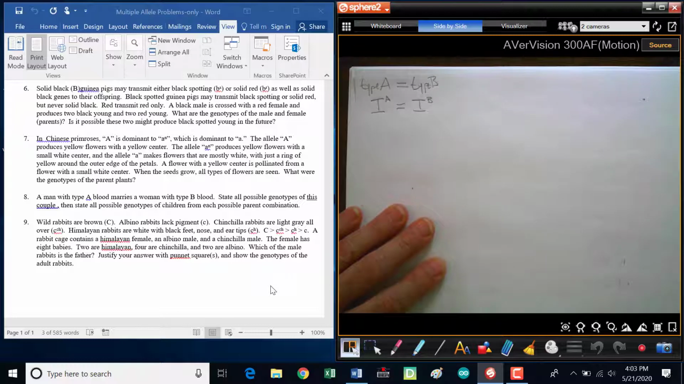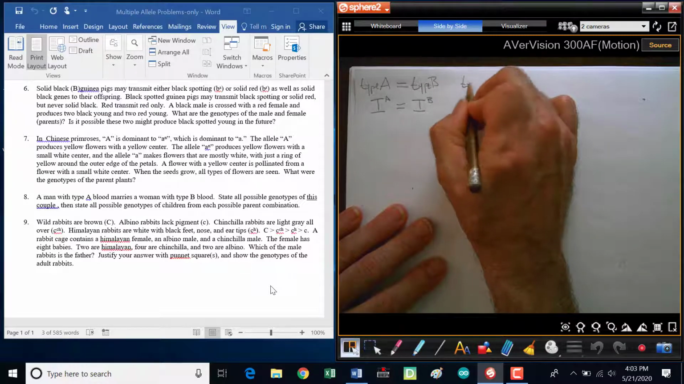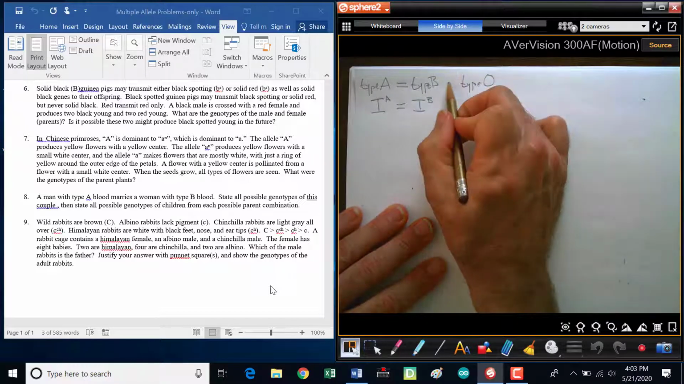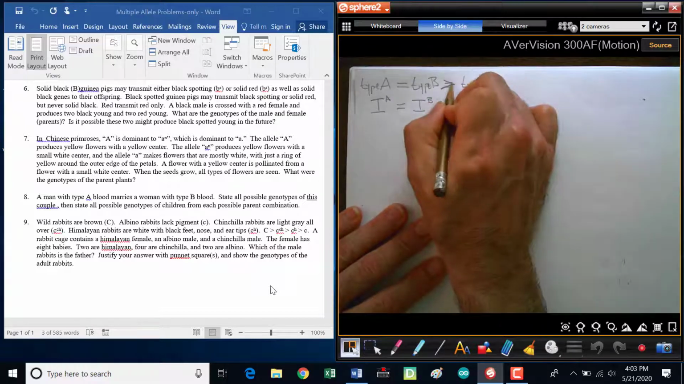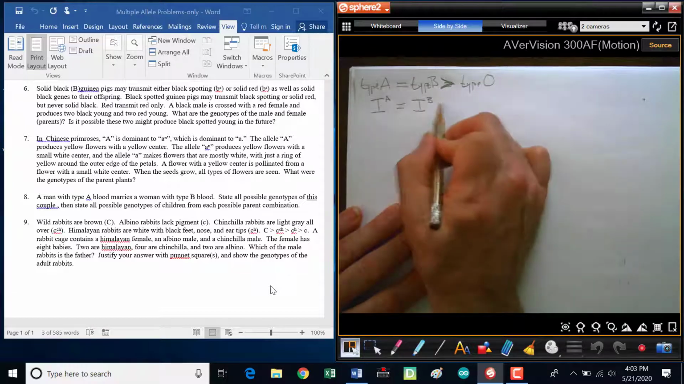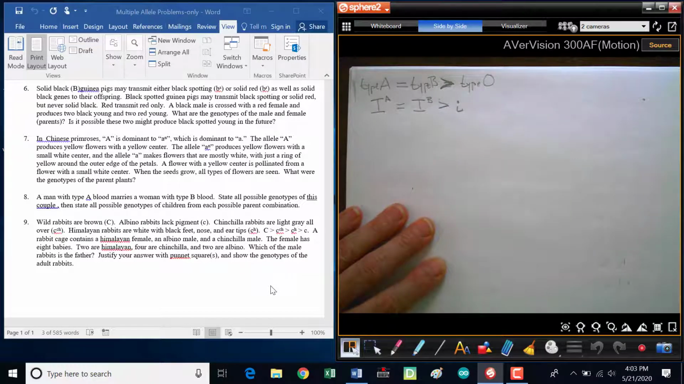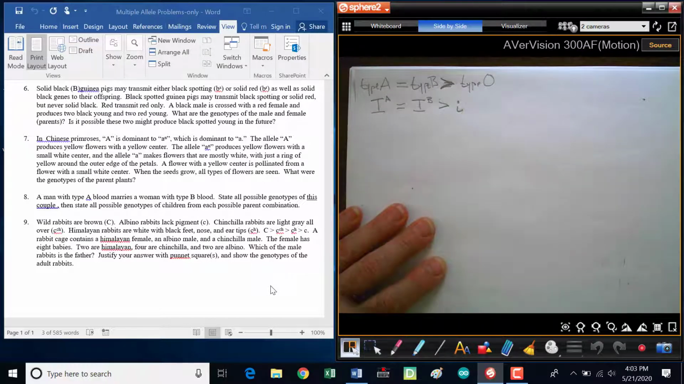But humans have multiple blood type alleles. There is one more that produces the type O blood. Type O blood is due to one that's recessive. Oops, I drew this wrong. It is recessive to both A and B, and we write it as a little i. So this is the code. A and B are codominant genes. O is a recessive gene.